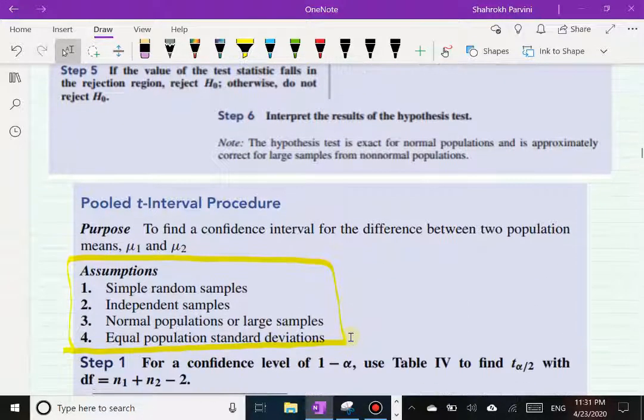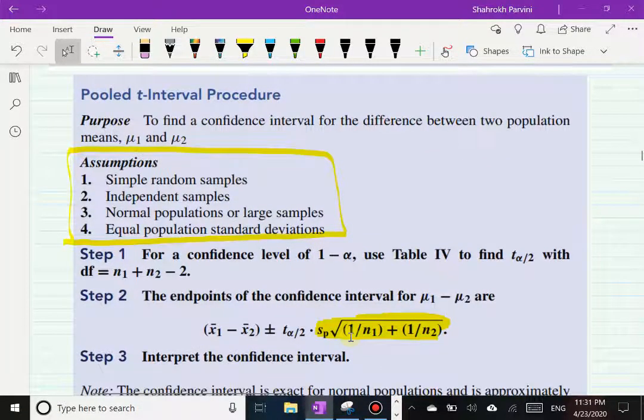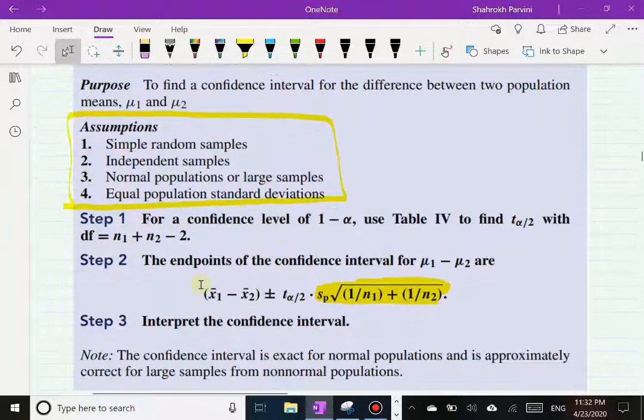The formula for the confidence interval, I had that, and here it is. This is what the author has. So we're going to be doing a pooled t confidence interval procedure. Same four assumptions, by the way, that we have for hypothesis tests. All the assumptions for hypothesis tests and confidence intervals will be identical. So we have the exact same assumptions here. The degrees of freedom in both the hypothesis test and the confidence interval for our t is going to be n1 plus n2 minus 2. And here's the formula I had.